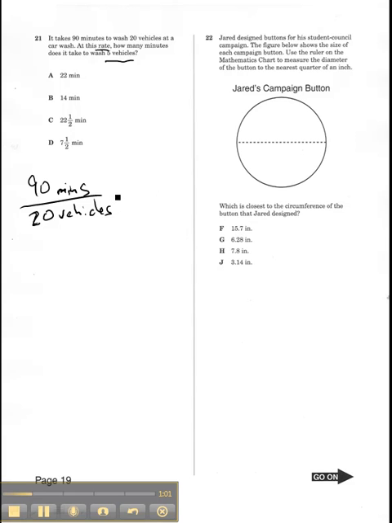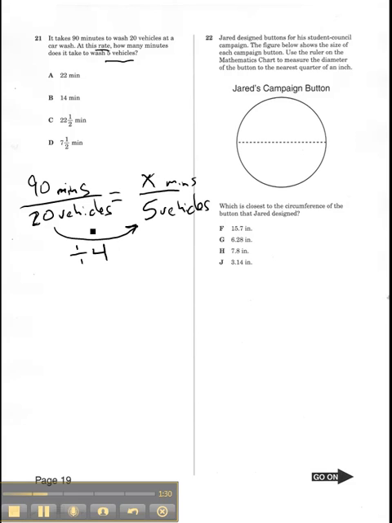But I think in this case, an even easier way to solve this problem will be to set up a proportion. If it takes 90 minutes to wash 20 vehicles, how many minutes, since we don't know, we'll just use x minutes to wash 5 vehicles. And the reason I think a proportion is easier in this case is because you can see we can get from 20 to 5 by dividing by 4.